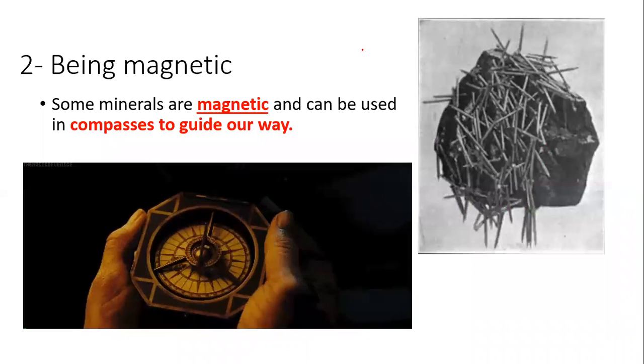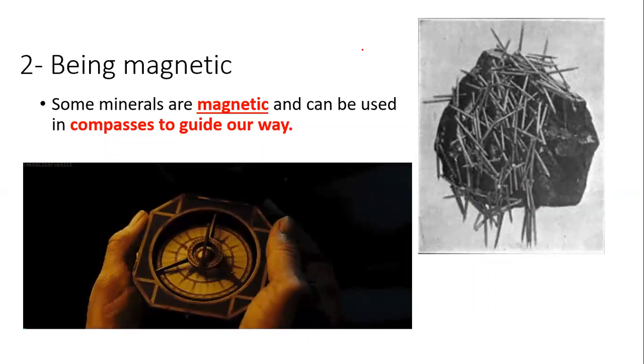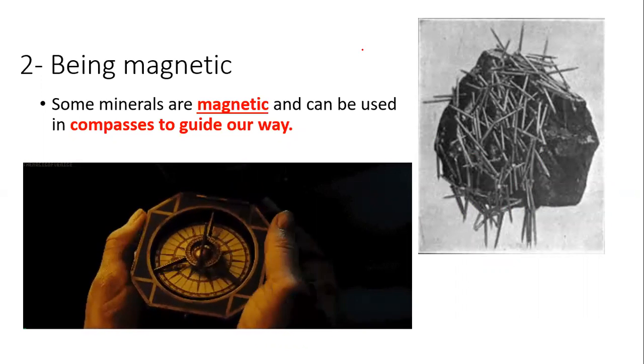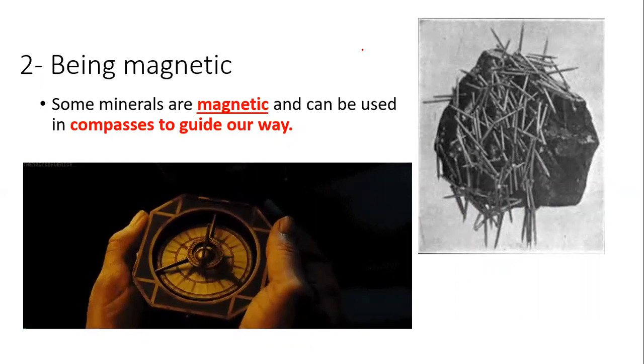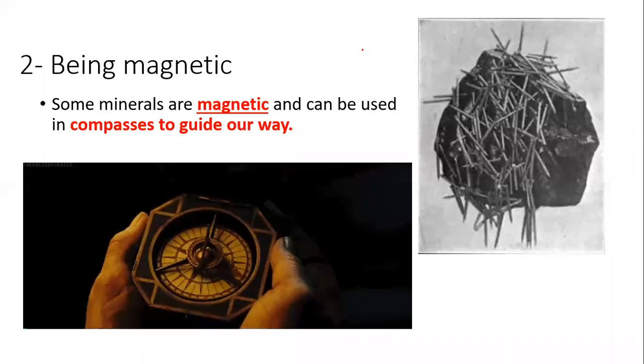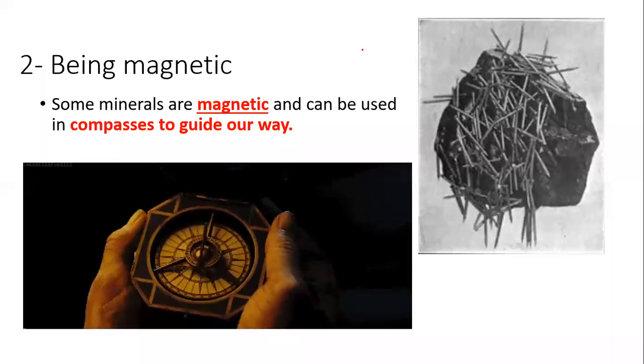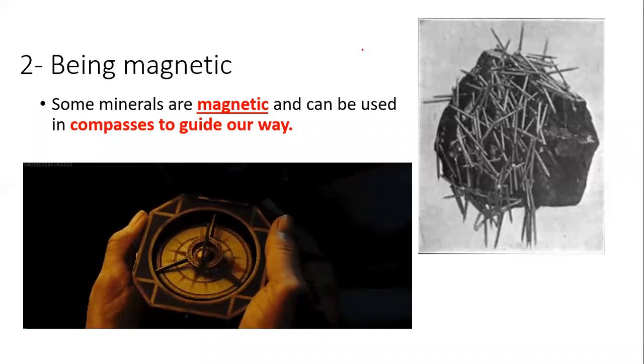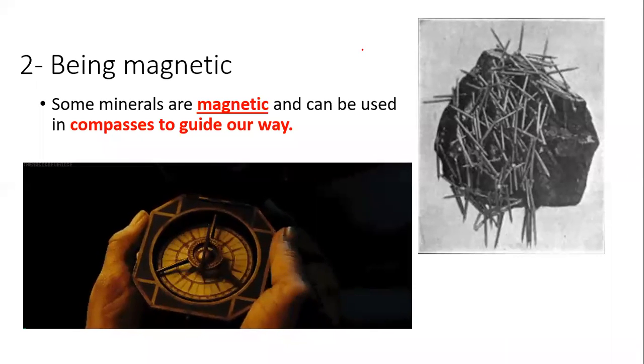Number 2, being magnetic. We all know that the natural magnet actually comes from a mineral called magnetite. And magnetite is famous for being able to attract all the metals around it. We use it to make compasses to guide our ways, by the way. Okay. So this is another unique thing, but not all minerals are magnetic or have this ability.